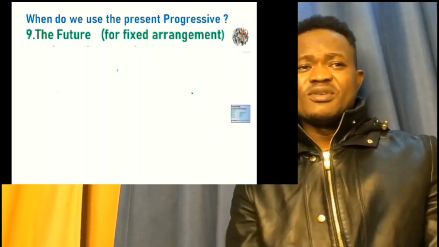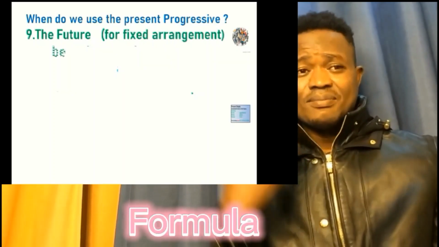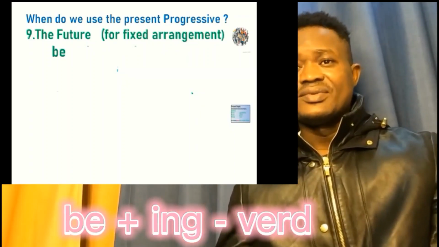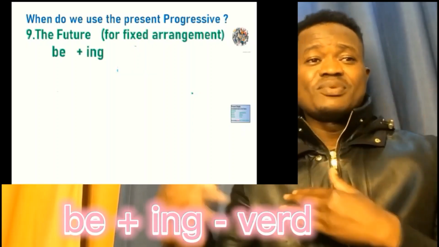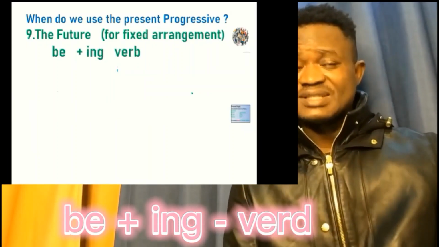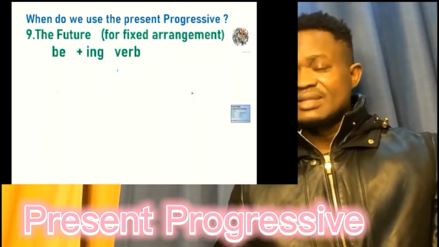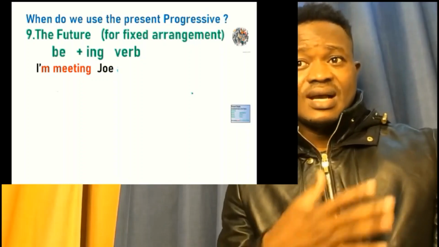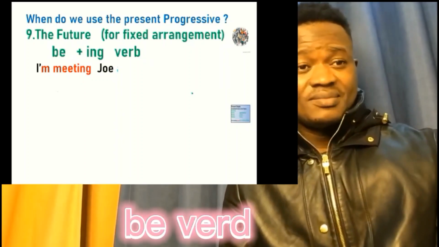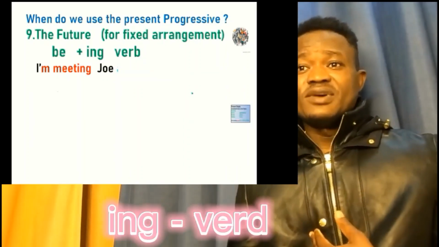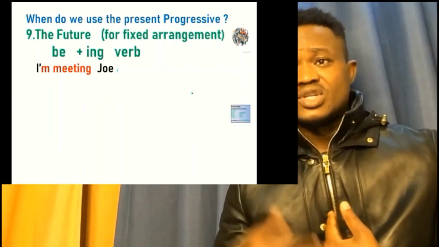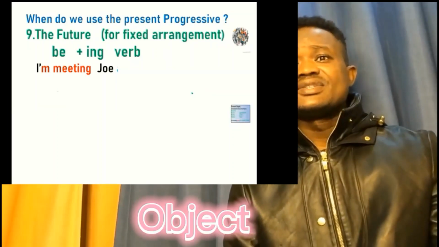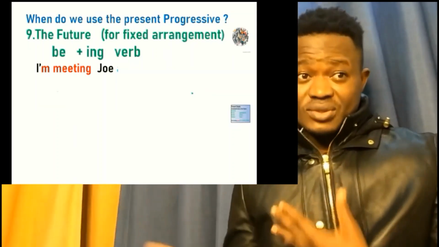But let's talk about the formula for present progressive. Be plus ing verb. Be plus ing verb. This is the formula for present progressive. All right, okay, guys. I'm meeting Joe. Am is the be verb. Ing verb is meeting. Joe is the object.